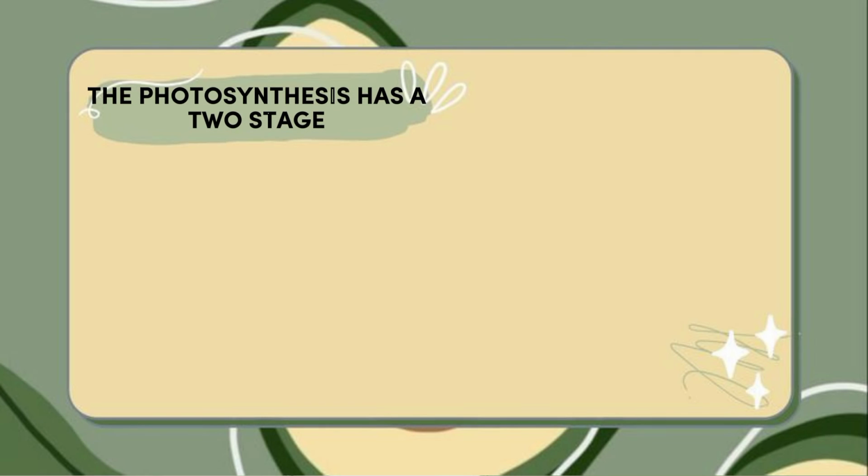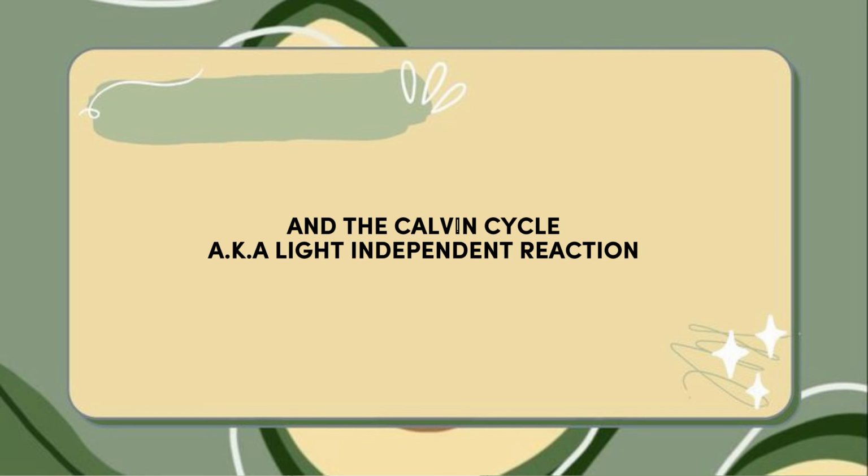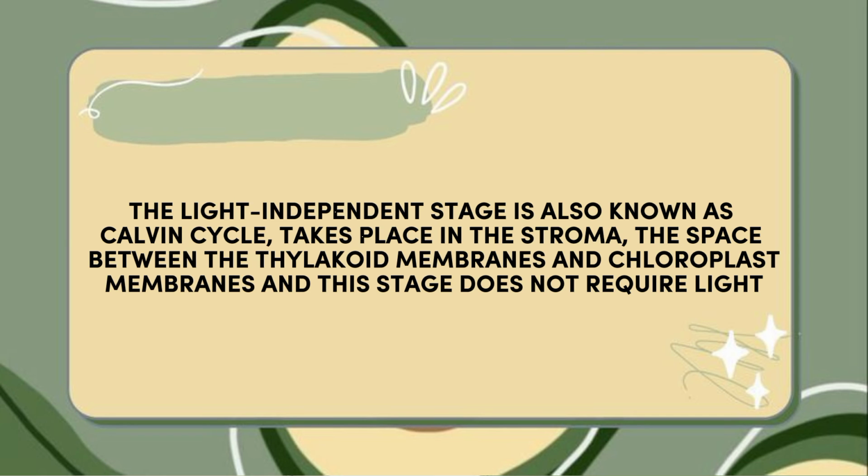Photosynthesis has two stages. The first one is the light reaction, also known as the light-dependent reaction, and the second is the Calvin cycle, also known as the light-independent reaction. The light-dependent reaction takes place within the thylakoid membranes and requires a steady stream of sunlight. The light-independent stage, the Calvin cycle, takes place in the stroma, the space between the thylakoid membranes and chloroplast membranes, and does not require light.